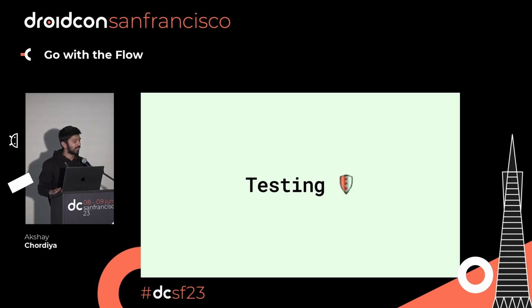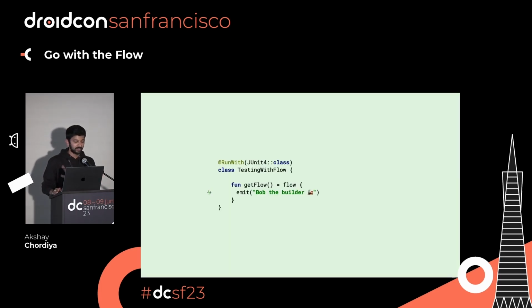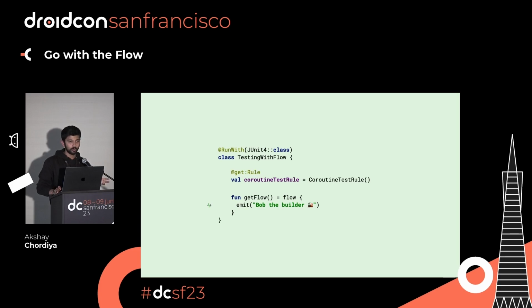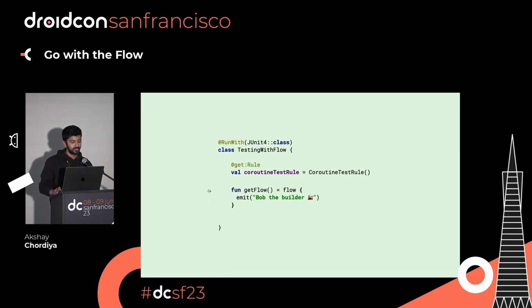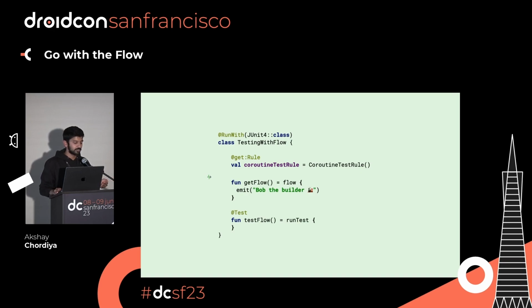So now to everyone's favorite topic, testing. Testing Flow or coroutines is pretty easy. Let's take a simple example of a string flow. We want to test if this flow emits the expected value or not. The first step is to use the coroutine test rule, which allows you to set the test dispatcher for all types of dispatchers like IO, main, unconfined, allowing you to run your tests immediately and synchronously.